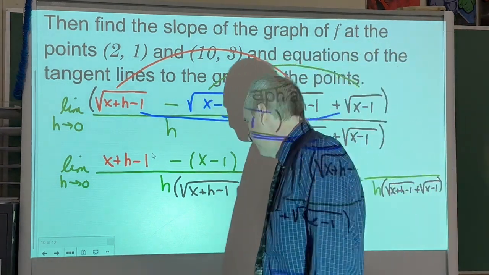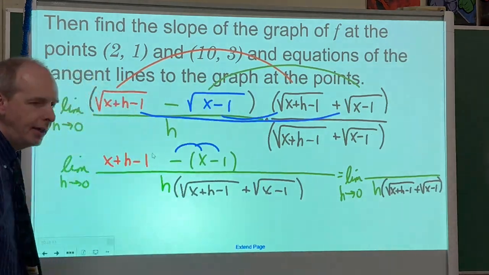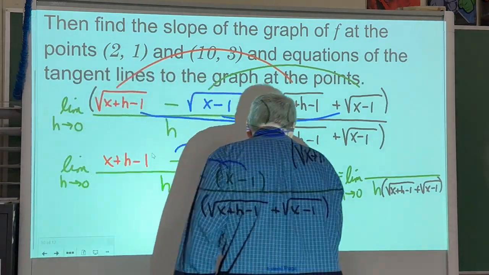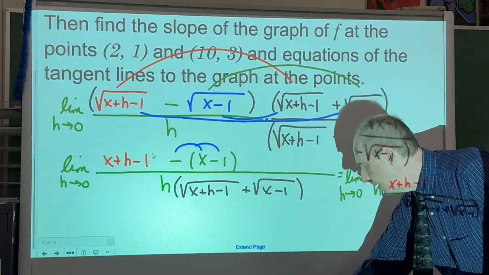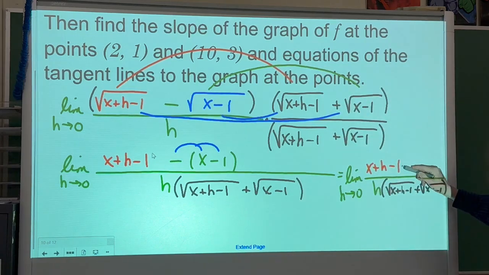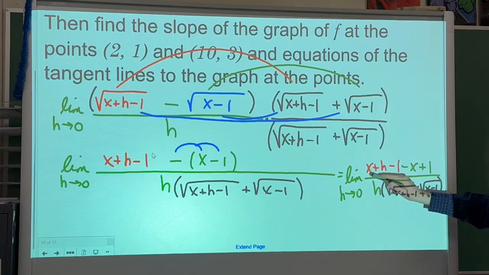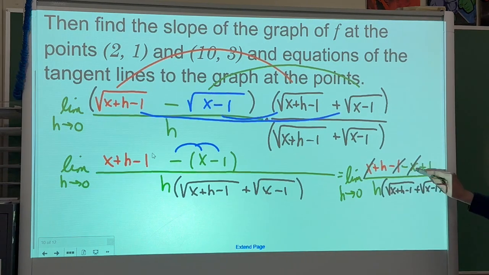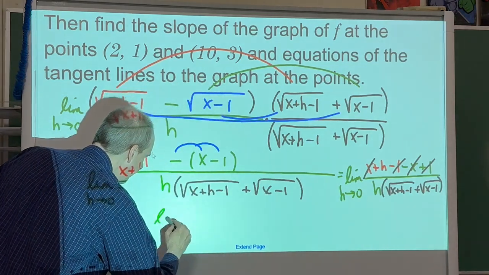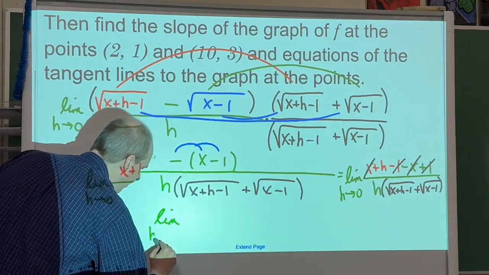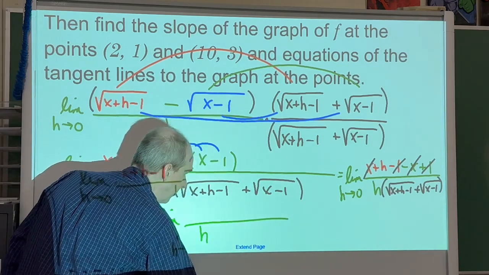Looking for things on top that might cancel. I'm going to distribute a negative here and a negative here. So we have x plus h minus 1 minus x plus 1. I see some things that cancel. x cancels with x, negative 1 with 1. We're left with an h on top. So I'm still getting 0 over 0, which is a problem. But I think we're getting closer to a solution with it.